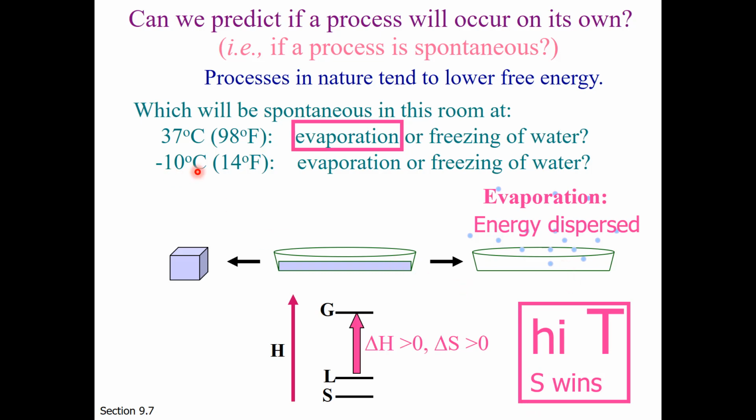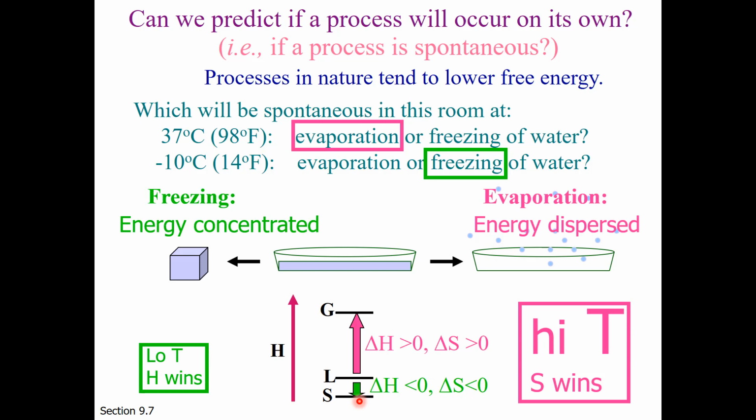What is spontaneous at minus 10 degrees Celsius? Freezing of the water. Let's look at that phase change. This is a scenario that is negative, negative. So this is something that works at low temperature when the enthalpy term is important. So while energy being concentrated is not wonderful for Mother Nature, the fact that it is exothermic is what drives this forward at low temperature.